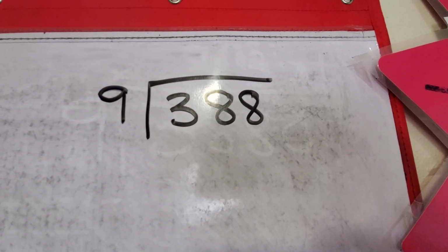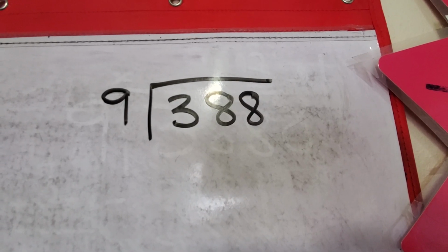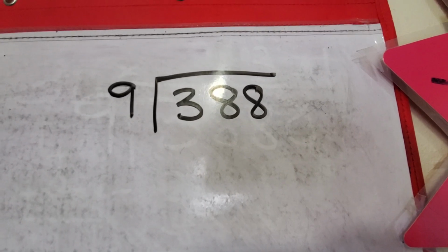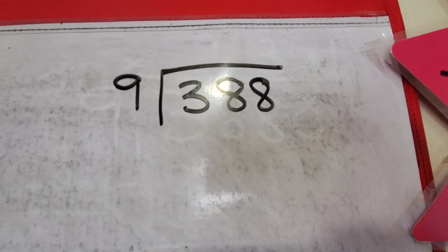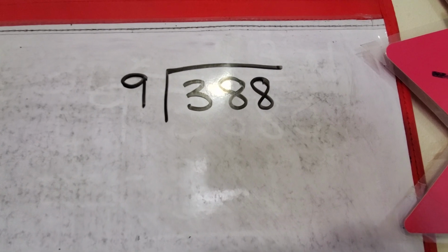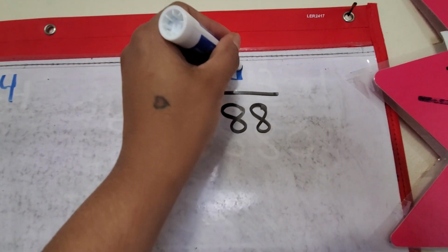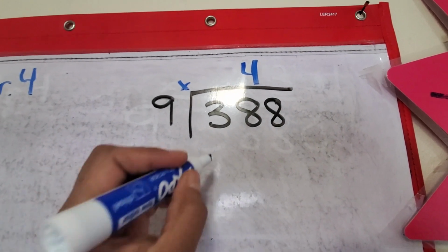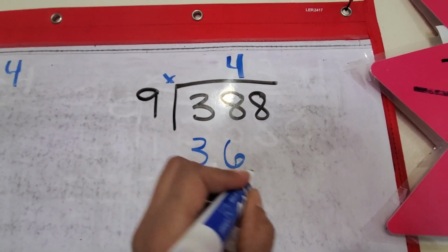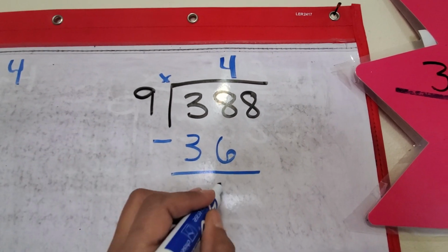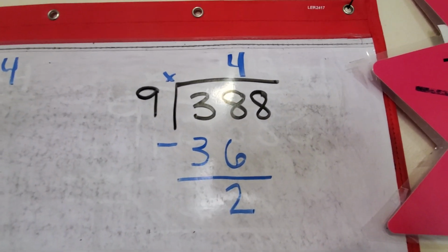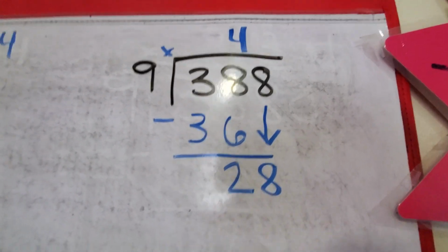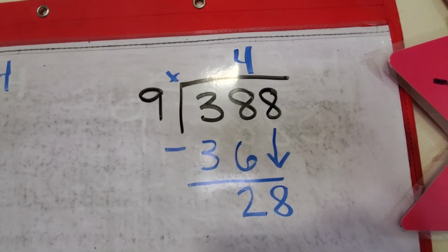So 9, 18, 27, 36, 45. Oh, 45 is too far, so I have to go back to 36. So that looks like I can make 4 groups, because 9 times 4 is 36. 38 minus 36 is 2. 2 is less than 9, so I bring down the 8. Now I have 28 ones.